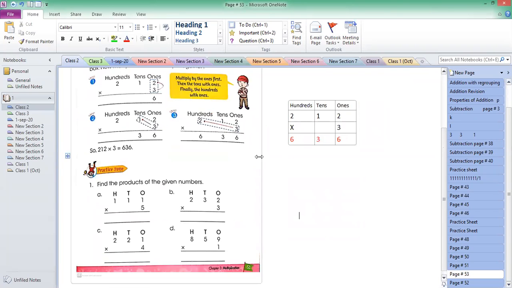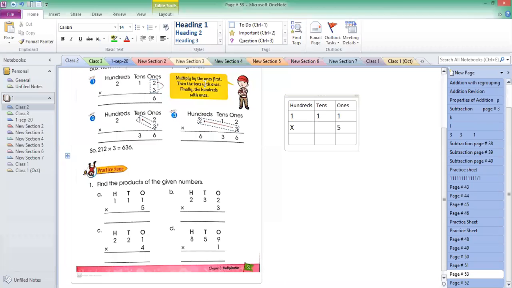Find the product of the given numbers. I told you that when you multiply, the result is known as the product. So if the question asks you to find the product, that means you have to multiply these numbers and find the answer. This is 1, 1 and 1. Triple 1 multiplied by 5. We have to multiply 111 by 5.